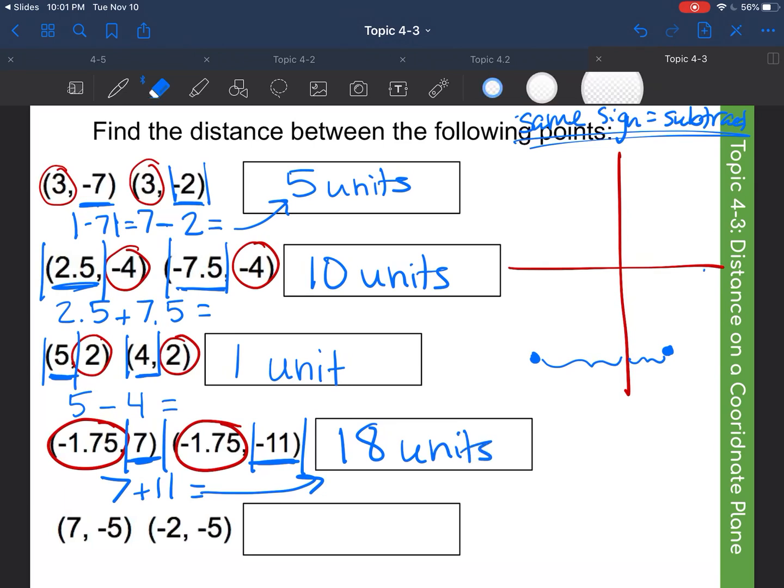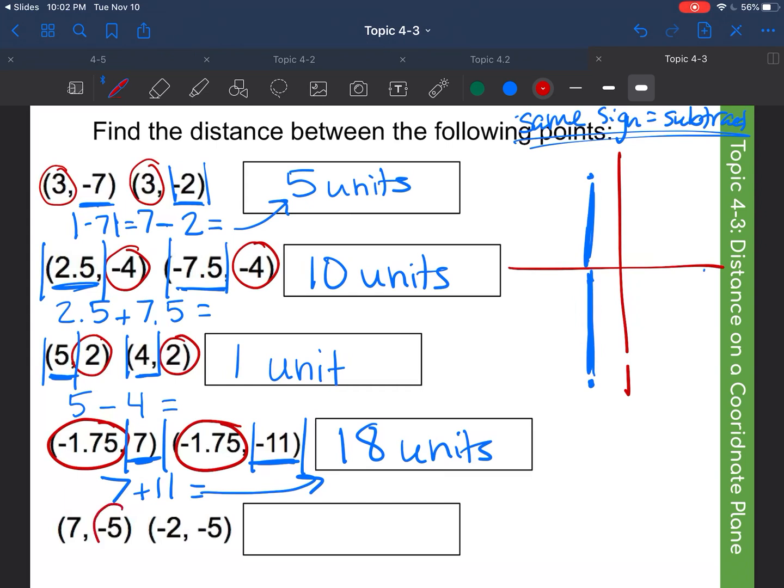And again, if I were to graph this on my coordinate grid, okay, we have (negative 1.75, 7) and (negative 1.75, negative 11). It crosses through the x-axis, so it's in 2 quadrants. So you have to add the distance from this one to 0 and from this one to 0 to get the whole entire distance of 18 units. And lastly, try the next one by yourself. Find the difference between those 2 ordered pairs.